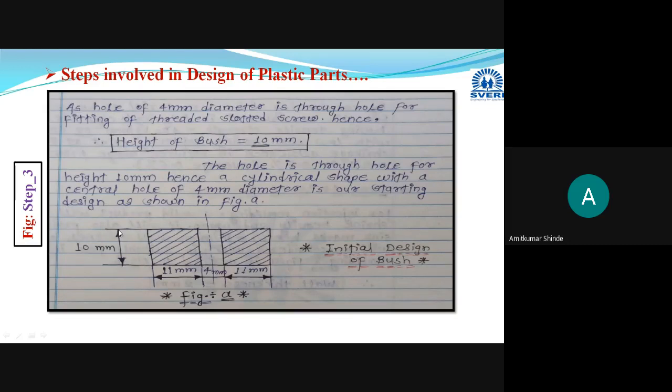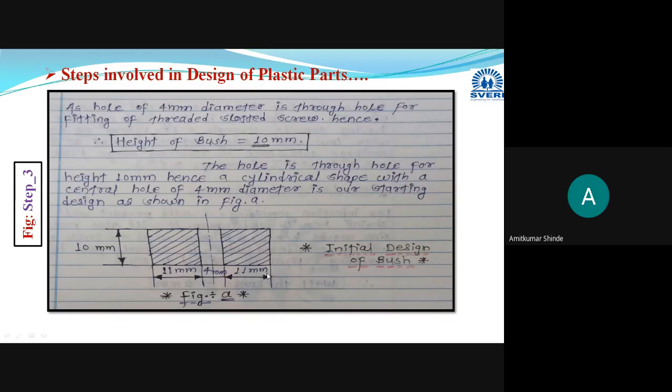Now, depending on the given initial conditions, the bush is there, and at the center of that bush we are going to fit a screw having 4 millimeter diameter. Then this is the initial design of the bush: 10 millimeter height, 26 millimeter diameter, and at the center one through hole having 4 millimeter diameter and 10 millimeter length. This is the through hole. Depending on that, this is the initial design of the bush.